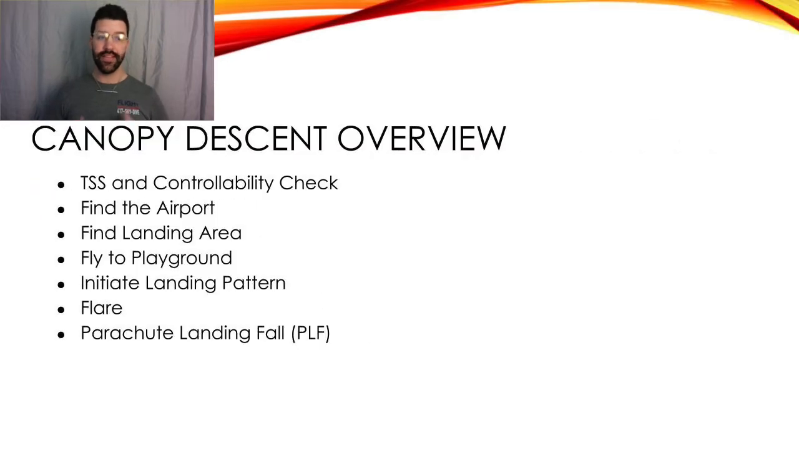Now let's talk about the entire canopy descent. After your parachute opens, the first thing you're going to do is the three questions. Is it there? Is it square? Is it steerable? And how do we tell if it's steerable? By doing a controllability check. 2 flares, left, right, flare.